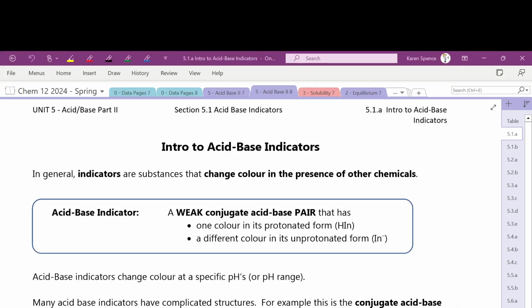We are starting on page 1 with acid-base indicators.